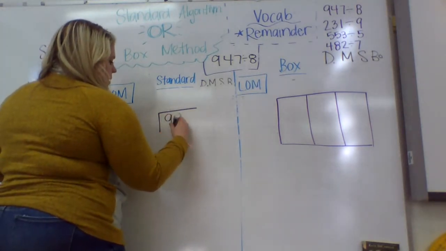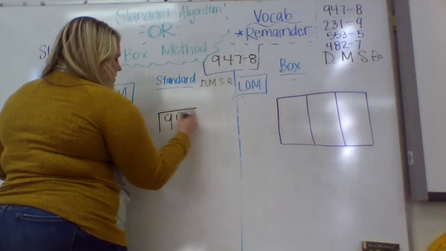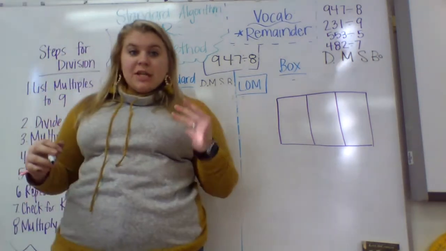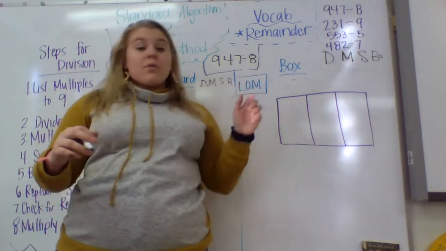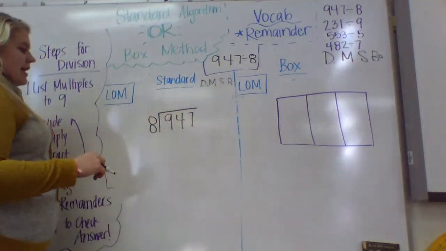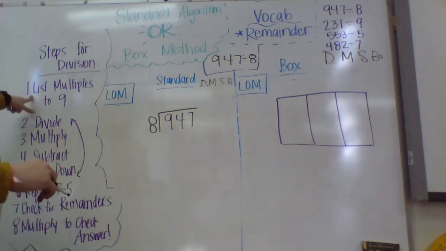947 divided by 8. This first one we'll do all together, so you can see a 3-digit by 1-digit. Then you can start for the last 3. You can start pausing and doing them on your own and seeing if you get the answer. So we know our first step, this doesn't change.